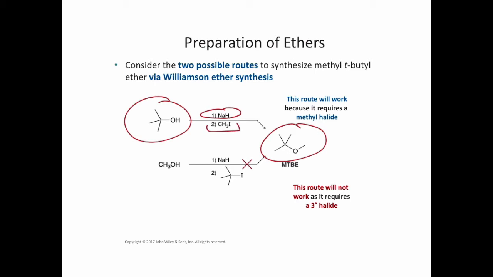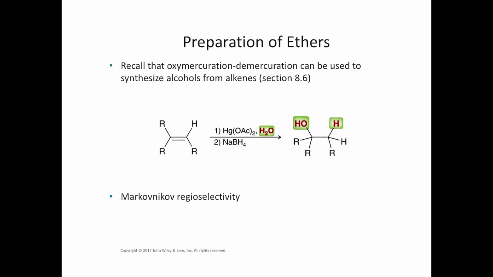However, this bottom reaction won't work because here we're using the methanol as the nucleophile after we deprotonate it with the sodium hydride, and then we're trying to attack a tertiary halide, which those do not work with SN2 reactions. They're just too hindered. There's too much bulk around this carbon atom for that nucleophile to actually get in there and kick out the iodide. Recall that oxymercuration-demercuration can be used to make alcohols where we put the OH on the more substituted carbon.